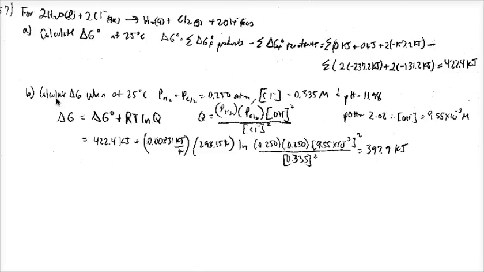In part B of 57, you're now dealing with calculating Gibbs free energy at a non-standard set of conditions, when the pressures aren't 1 atmosphere, the concentrations aren't 1 molar. So you add this term RT ln Q on the end of it. Q is your reaction quotient, calculated as you normally would. Just plug it in at the end and you'll get a total value now of 397.9 kilojoules.